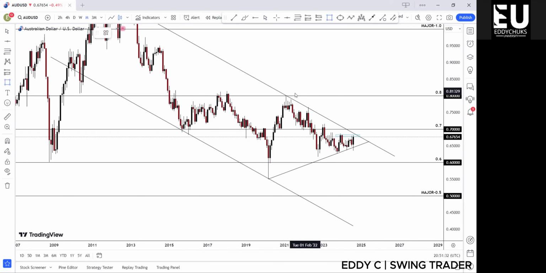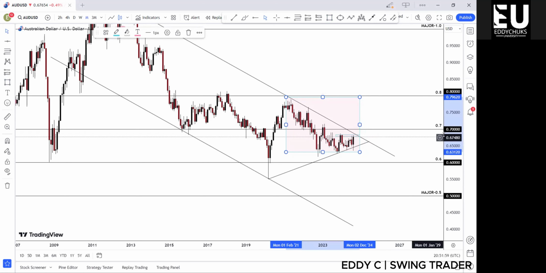You can see since this time here, the market has been in an absolute range. We haven't even moved away from the previous areas which the Aussie dollar has left for the past couple of years since 2021. We are just in this range for a very, very long time. And for the whole of 2022 till now, it has just been stuck under this resistance of 0.70,000.